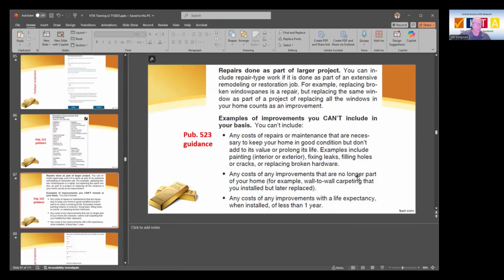So what are some examples of improvements you can't include? The cost of repairs or maintenance to keep your home in good condition but that don't prolong its life, like painting, fixing leaks, filling holes or cracks, replacing broken hardware. You get the idea. Usually we don't have to work this hard at it. People buy and sell their homes, and usually that exclusion covers all of their gain, especially with our clients.